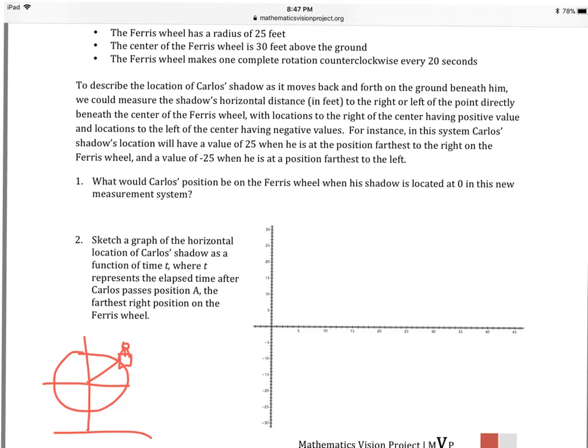Okay, so we're taking that same Ferris wheel, guys. Here's all the good stuff that we need to know about the Ferris wheel. It has a radius of 25 feet. The center is 30 feet above the ground. It makes one complete rotation counterclockwise every 20 seconds. Good stuff. And in the last couple sections, we were talking about Carlos's height, so how high he was up off the ground. In this part, we're going to talk about something slightly different.